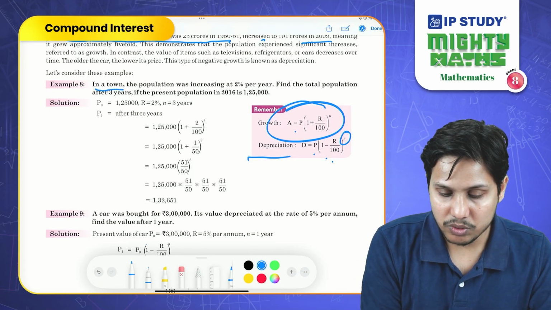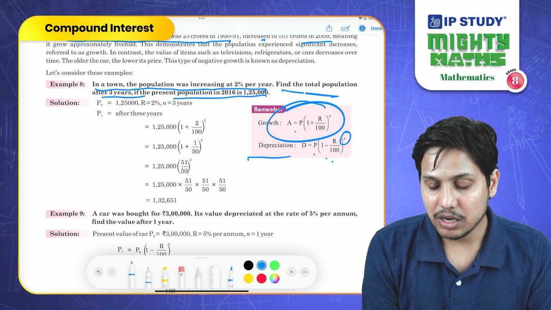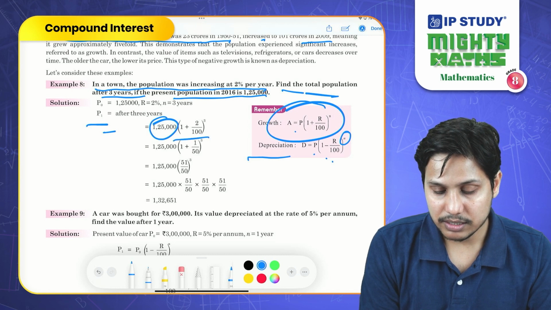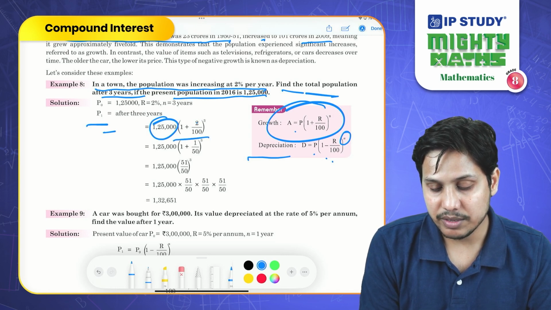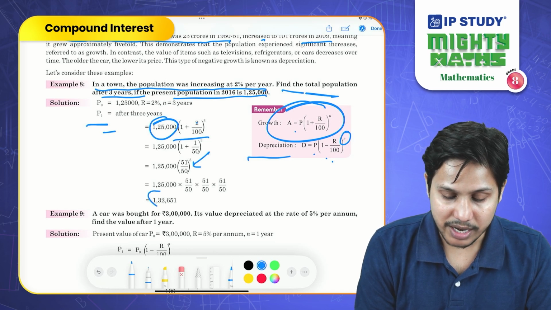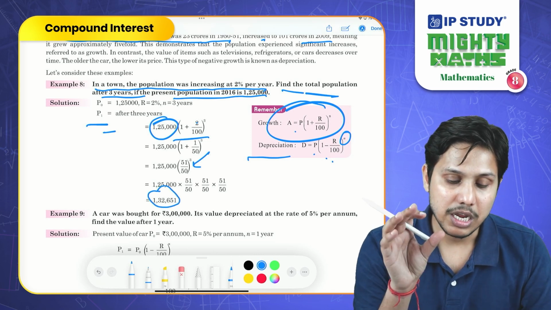In a town, the population was increasing at 2% per year. Find the total population after 3 years if the present population is 1,25,000. So we'll put the values like this, and 2 over 100 will be simplified to 1 over 50, and if we calculate this we'll get 1,32,651 as the final population of the town.